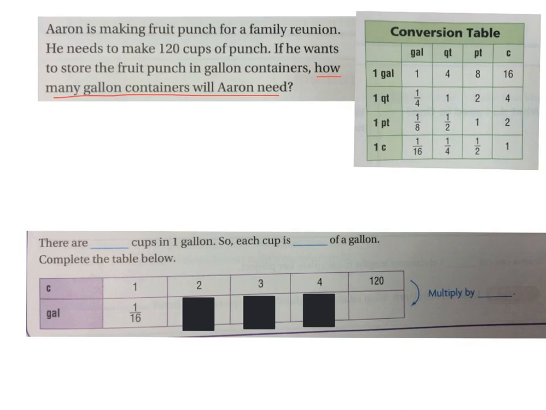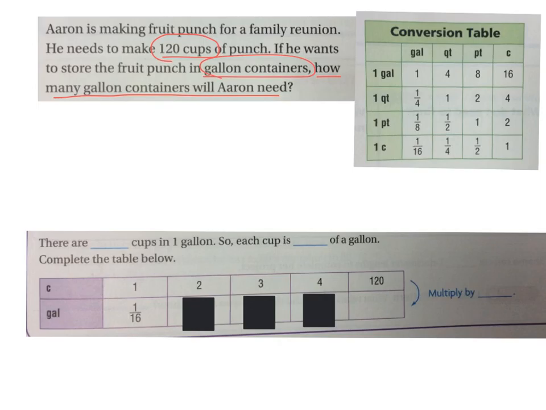He needs 120 cups of punch. Mm-hmm. He needs to store the fruit punch in... Yeah, excellent. So we're trying to figure out, basically, what's another way to ask this question? Arushi? How many gallon containers are needed? Yeah, how many gallons are there in 120 cups? That's another way to ask the question, okay?